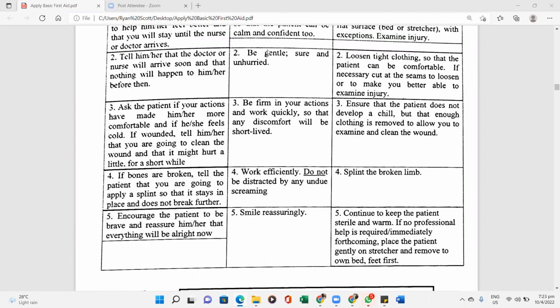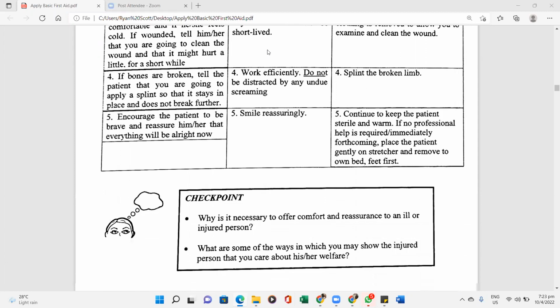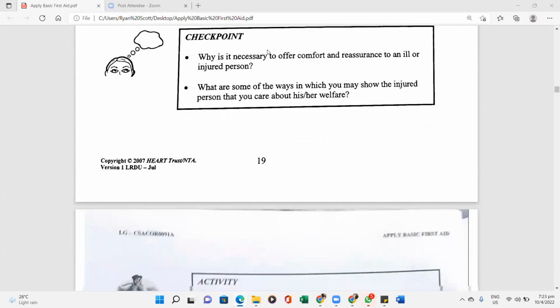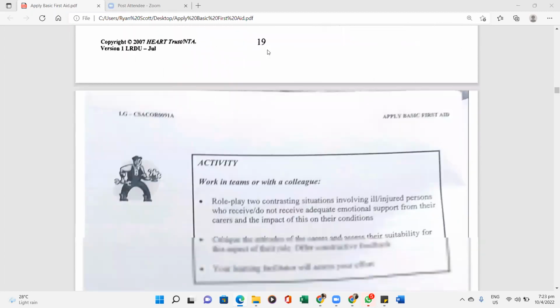Smile reassuringly and continue to keep the patient sterile and warm. If no professional help is required or immediately forthcoming, place the patient gently on a stretcher and remove to own bed with the feet first. All right? All right, scroll down. Scroll down.